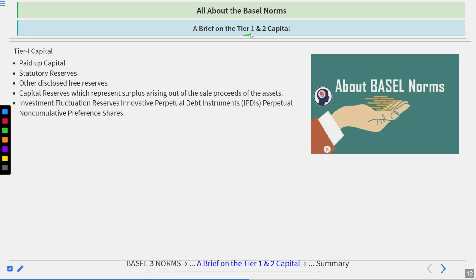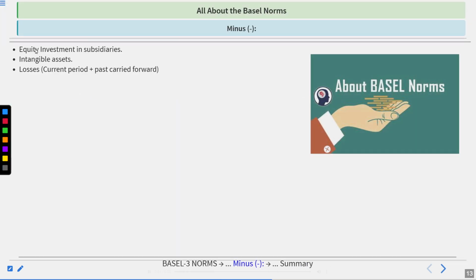Then a brief on Tier 1 and Tier 2 capital. Tier 1 capital: paid-up capital, statutory reserve, other disclosed free reserves, capital reserves which represent surplus arising out of sale proceeds of assets, investment fluctuation reserves, innovative perpetual debt instruments, perpetual non-cumulative preference shares. Minus equity investment in subsidiaries, intangible assets, and losses incurred in the current period plus past carried-forward losses.